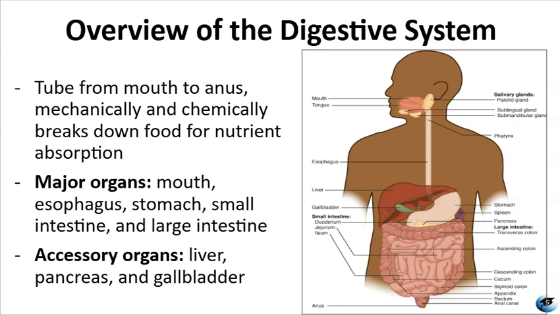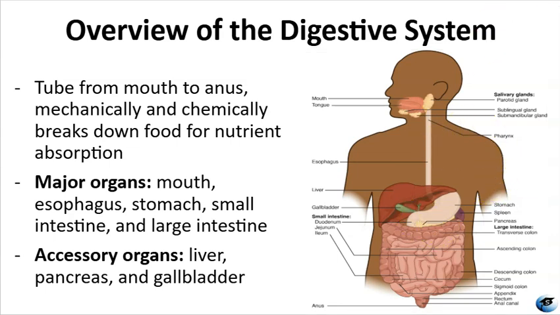In addition to these, we have important accessory organs that support digestion but are not part of the main digestive tract. These include the liver, which produces bile to help digest fats, the pancreas, which secretes digestive enzymes and hormones, and the gallbladder, which stores and concentrates bile before releasing it into the small intestine. Together, all of these organs work in harmony to ensure that the food that we eat is efficiently broken down and its nutrients absorbed, keeping our bodies fueled and healthy.